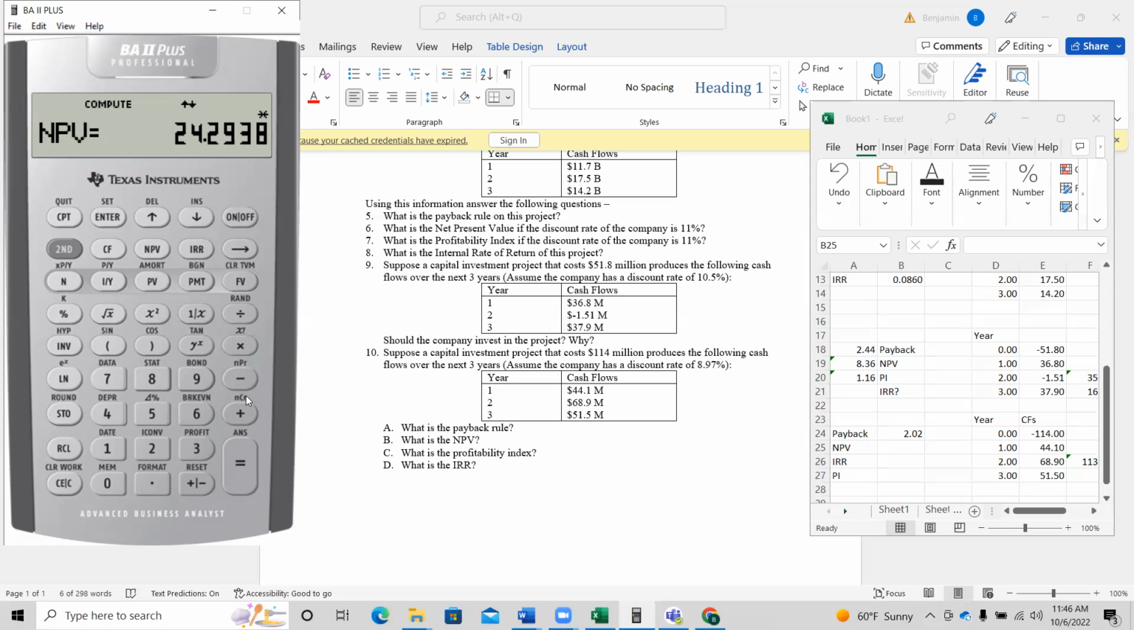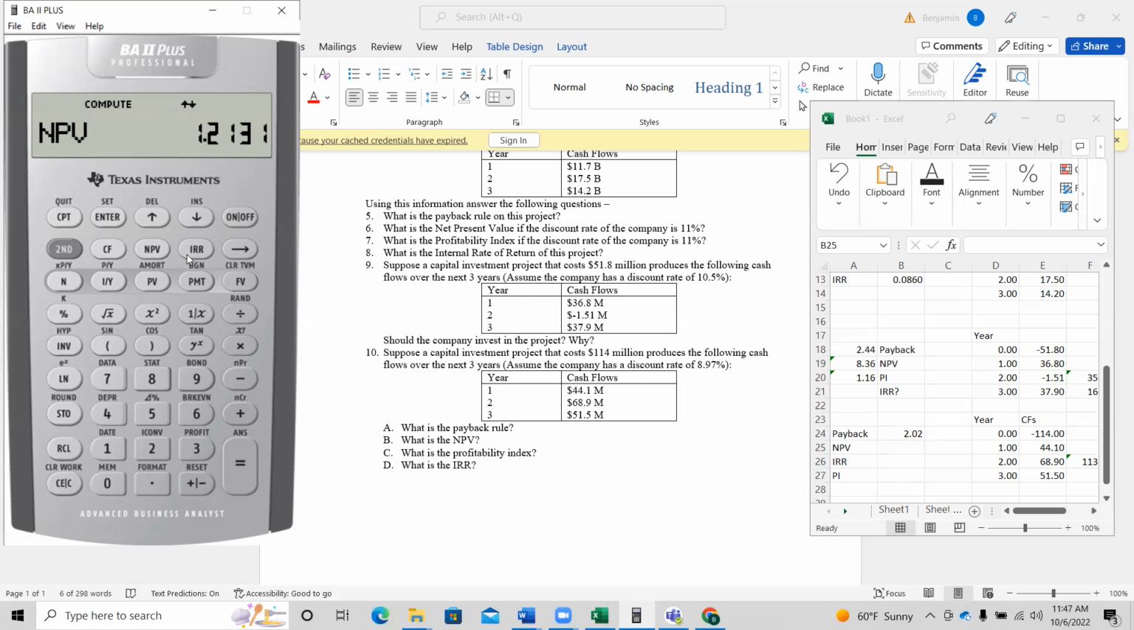To calculate my profitability index, recall, I have 24.29 million. That's after I've subtracted off the initial cost. I'm going to add that initial cost back in. And this 138.2938 is going to give me the present value of these future cash flows. To get the profitability index, I then have to divide the present value of these future cash flows by the 114. And I get a profitability index of 1.21. Okay, so that makes logical sense. It's greater than 1 because my net present value is greater than 0.